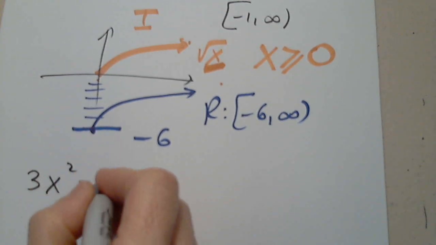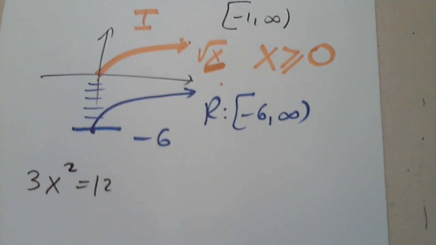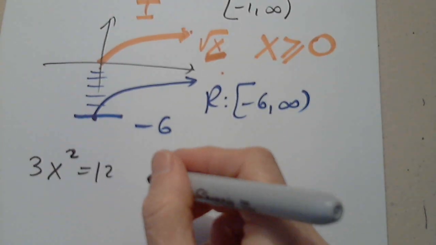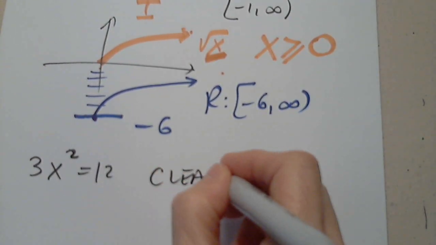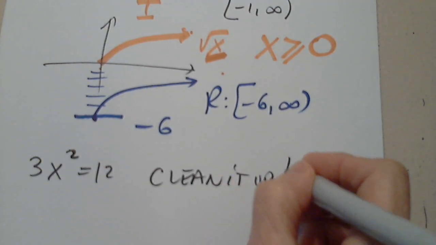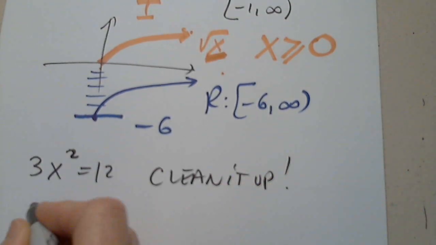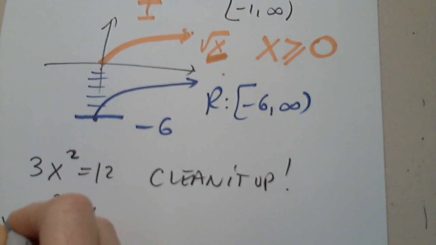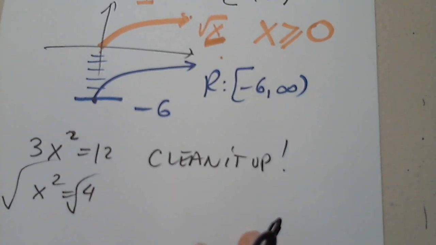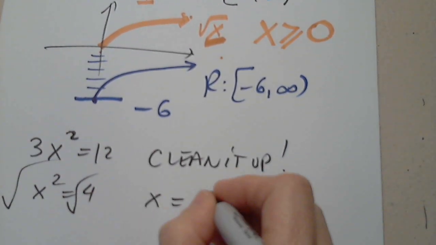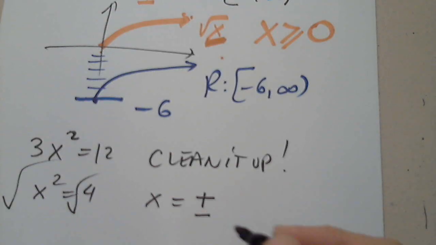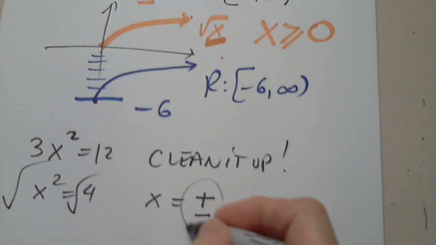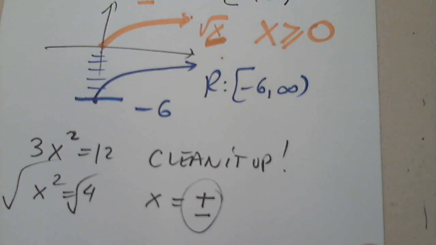3x squared equals 12. It's z, but you will understand the x better. Okay, first of all, I have to clean it up. How? Divide by 3. And now, very nice. X equals... if you forget, and many of you, although we talked about it, you forgot the plus or minus.